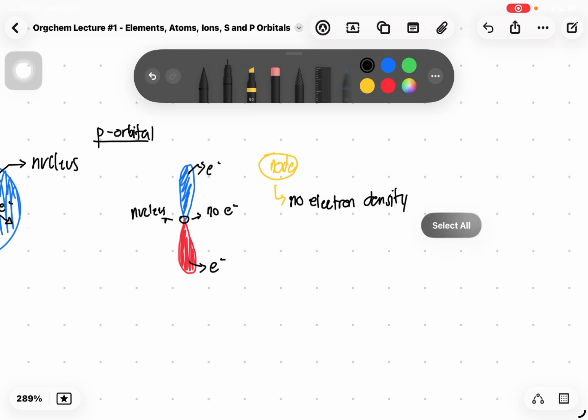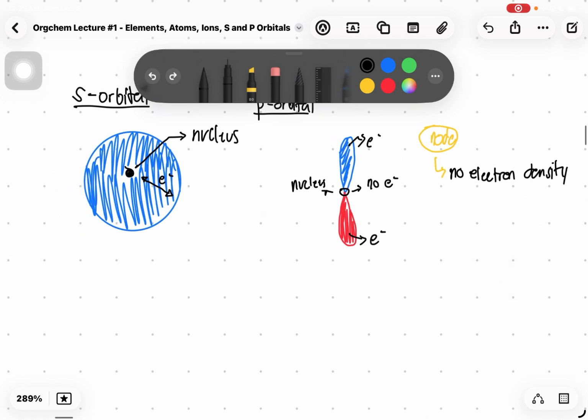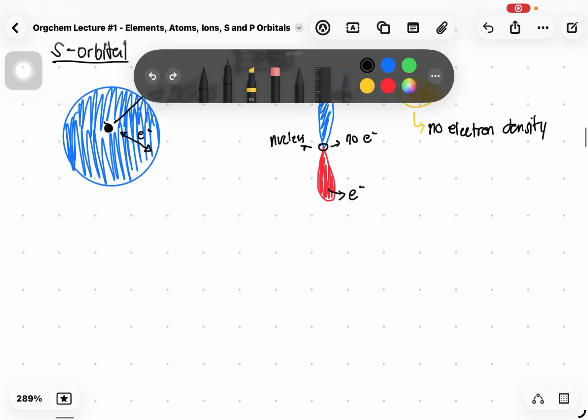And the reason that this is higher in energy is because these 2 sides are basically repulsing each other, meaning that both electron densities are kept further away from the nucleus, making it a bit more unstable than the s orbital, meaning it has a higher energy output.